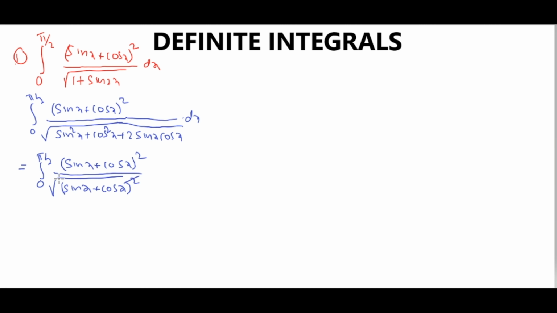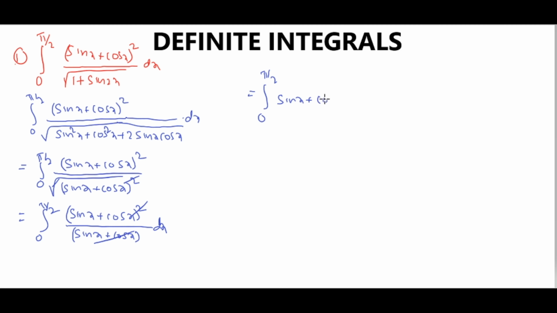Here the square and root are cancelled, that is equal to integration of 0 to pi by 2 of (sin x plus cos x) whole square by (sin x plus cos x). One (sin x plus cos x) is cancelled, that is equal to integration of 0 to pi by 2 of (sin x plus cos x) dx.